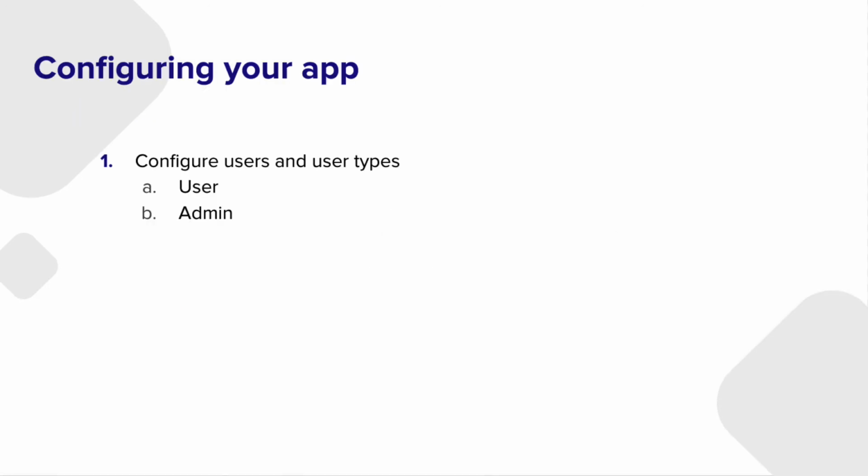When building your app, you'll want to configure users and user types so you can determine who is an admin user and who is a regular user, and you can preload any users to the data source. Alternatively, you may have your users register and sign up using the registration form.